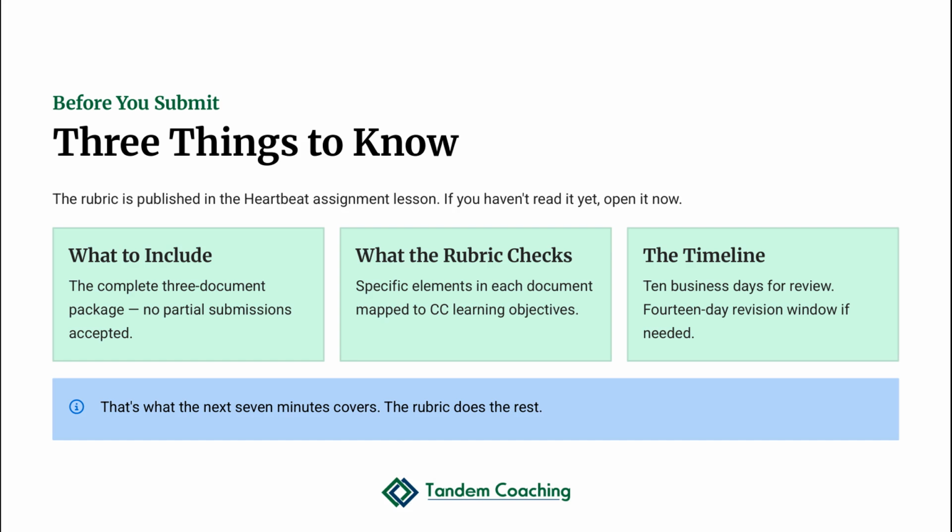Before you submit, 3 things to know. The rubric is published in the Heartbeat assignment lesson. If you haven't read it yet, open it now. Before you submit, there are 3 things you need to know: what to include, what the rubric is checking for, and what the timeline looks like. That's what the next 7 minutes covers. The rubric does the rest.